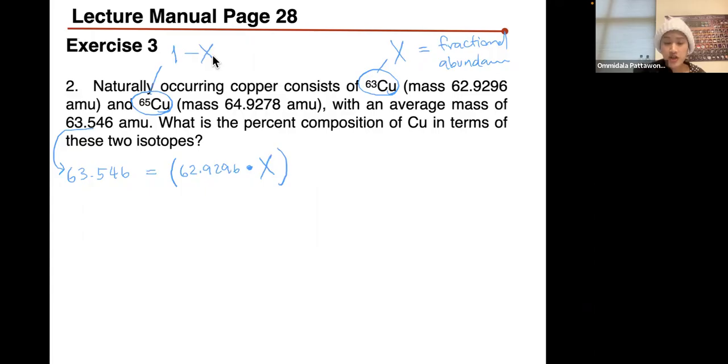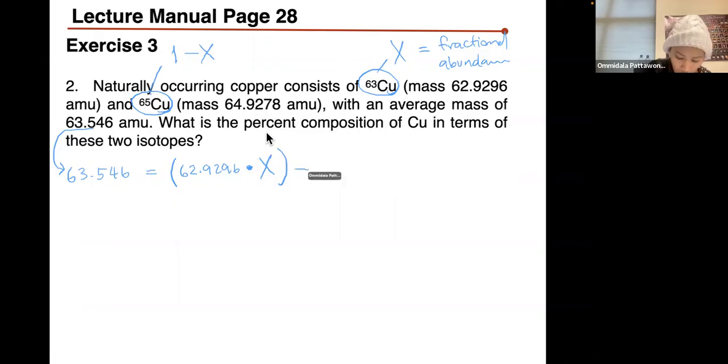Fraction is out of 1, similar to percent. So when you add the percent abundances of these two together, they need to come up to 100. If you want to check your answer, that's how you do it. The percentages of copper 63 and copper 65, when you add them together, need to equal 100. If it doesn't equal 100, that means your calculation or your setup for the calculation is incorrect.